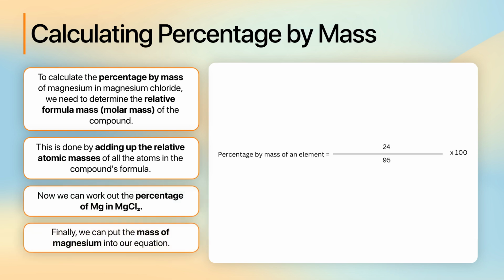Now we divide the mass of the element by the relative formula mass of the compound and multiply by 100% to find the percentage by mass. This gives us 24 divided by 95, multiplied by 100%, which approximately gives us 25.3%. So, the percentage by mass of magnesium in magnesium chloride is approximately 25.3%. This step-by-step method can be applied to any compound to find the percentage by mass of an element within it. By following these steps, we can systematically determine the contribution of a specific element to the overall mass of a compound.